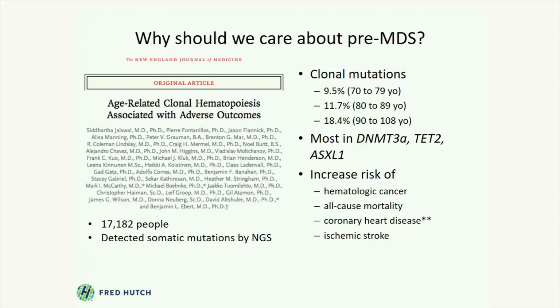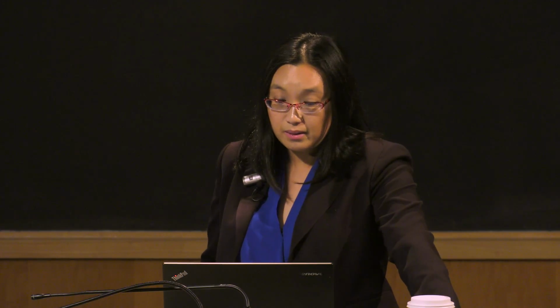Well, this kind of seminal paper from the New England Journal, which looked at over 17,000 people, actually showed that in the elderly, these clonal mutations are common. Up to 18% in patients over, and these are actually not all patients, they're just people over 90 years old, 18% would have clonal mutations. These are very common genes that we see as well in MDS. These patients ended up having increased risk of hematologic disorders, all-cause mortality, death from anything, coronary heart disease, and ischemic stroke. So it moves outside of the heme realm.